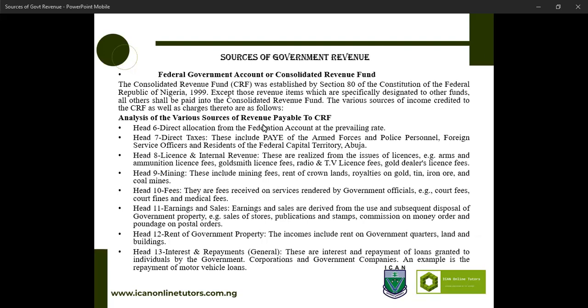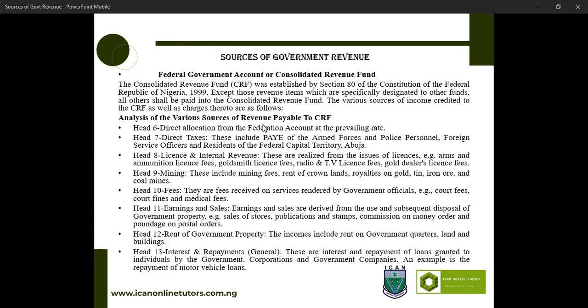Okay, sir, sorry for drawing the class back. When you were explaining the category of funds that goes into the federation account, you made mention of direct tax, indirect tax, and mining. Now you said under direct tax, I think you mentioned capital gain tax. Am I right? Yes. Okay, then the capital gain tax, some is collected by the federal government, right? And some is collected by the state government.